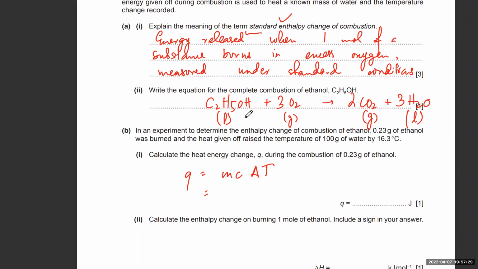It's MC delta T. Remember the alcohol is burning and it's heating water, so you're measuring the temperature of water. It's 100 grams of water, so the mass is going to be 100 grams. The specific heat capacity of water is 4.18, and delta T is 16.3.